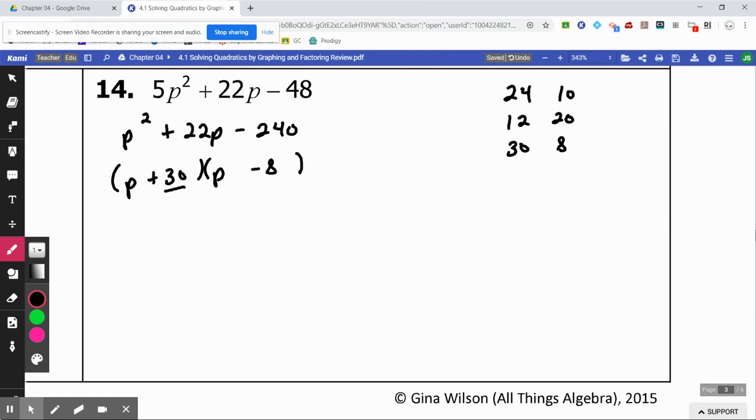The number that you slipped, you now divide by. P plus 30 divided by 5 is 6. 8 divided by 5 you can't do, and you can't reduce it, so therefore move the 5 back up front and slide it back to the front, and you get 5p minus 8.